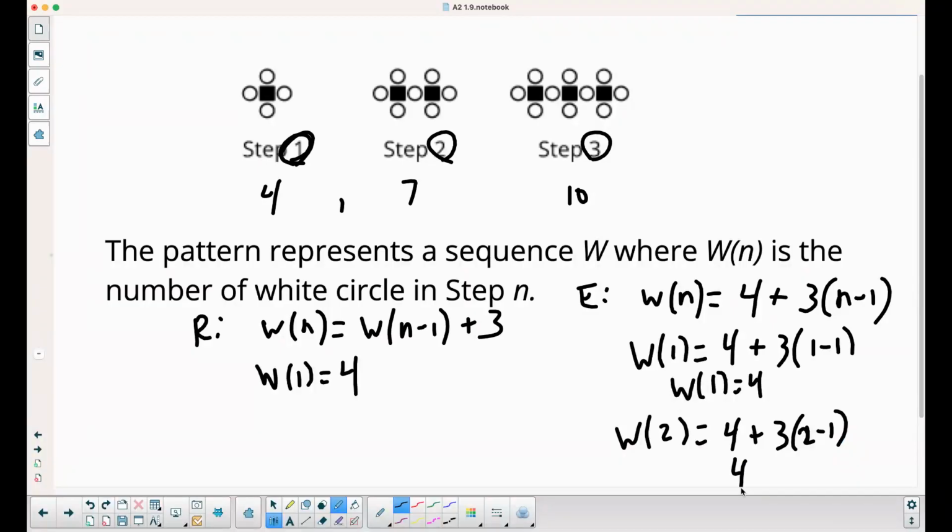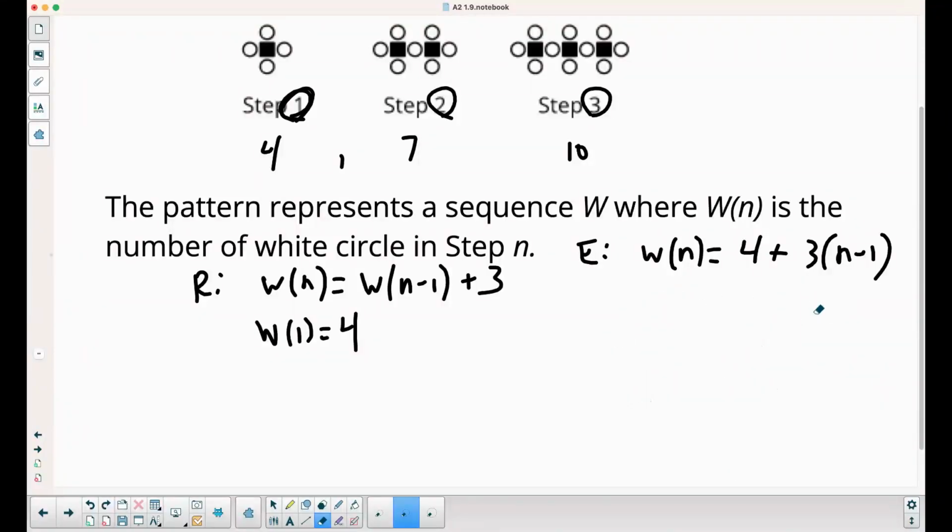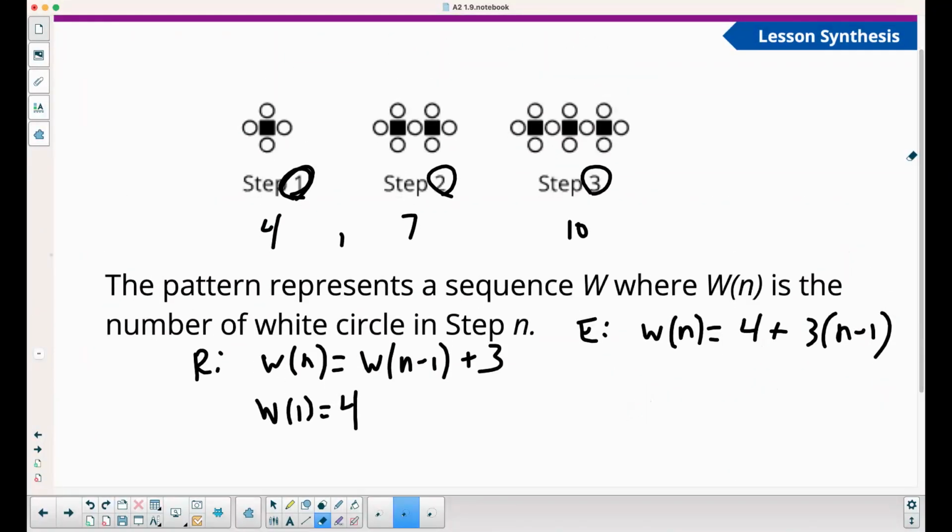So it's really going to be 4 plus, so 2 minus 1 is 1, so it's 4 plus 3, which gives me 7. So W of 2 equals 7. That works. Okay, so what ends up happening is, I'm going to erase all of this here. What ends up happening is you have to subtract 1 because that first step is where you're starting. You haven't added 3 at all. You don't add 3 until you get to the second step. So there's got to be 1 less than the step number. Okay?